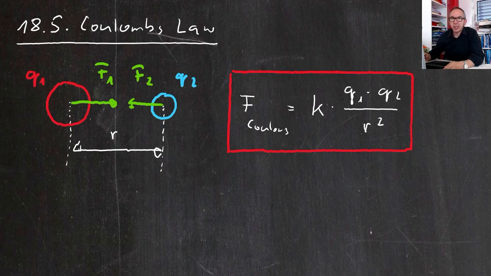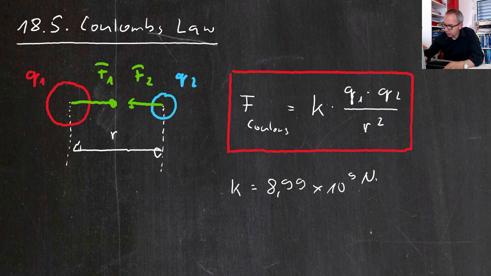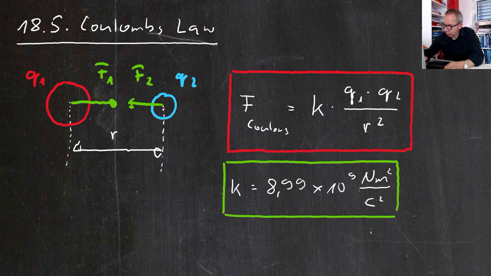This factor k was found by experiments, and it is given to be 8.99 times 10 to the power of 9 newton meter squared divided by coulomb squared. So you find this number in the formulary usually, as well as Coulomb's law.